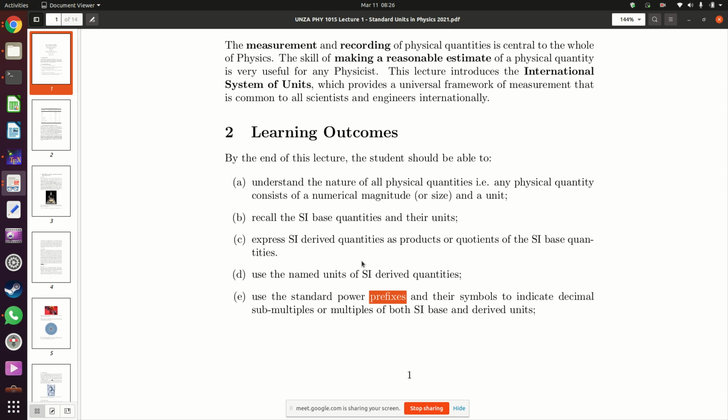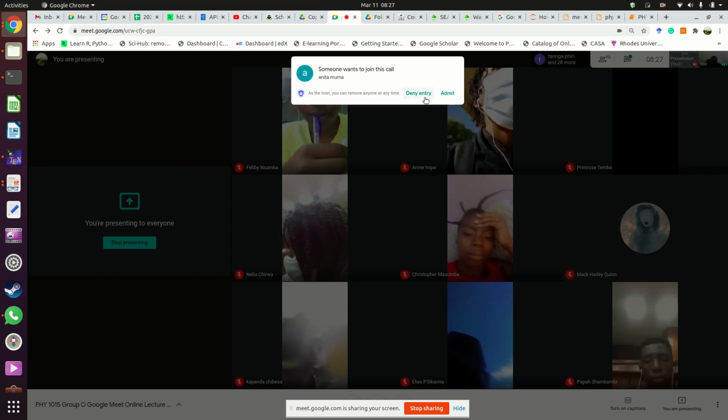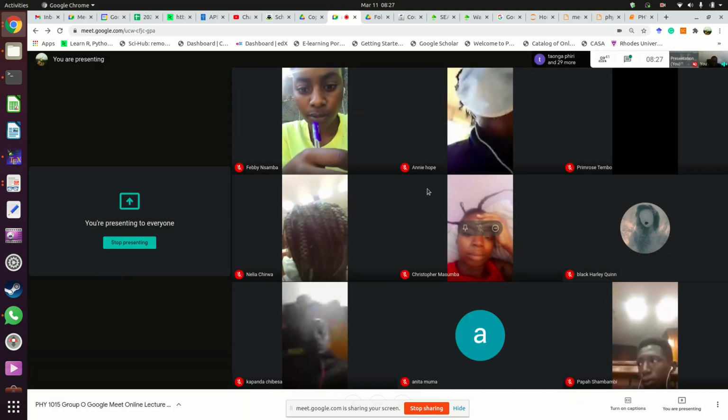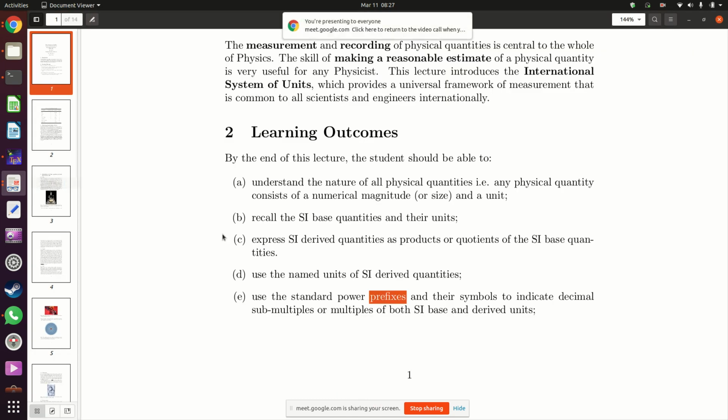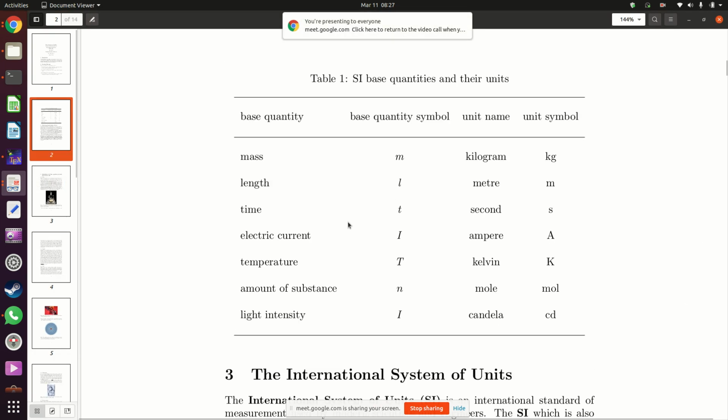So when I say 10 millimeter, it means this is 10, but the meter has been divided into 1,000 equal parts. Basically that's what those prefixes are. We're going to look at what they are and how to use them. Okay, so let's get started.